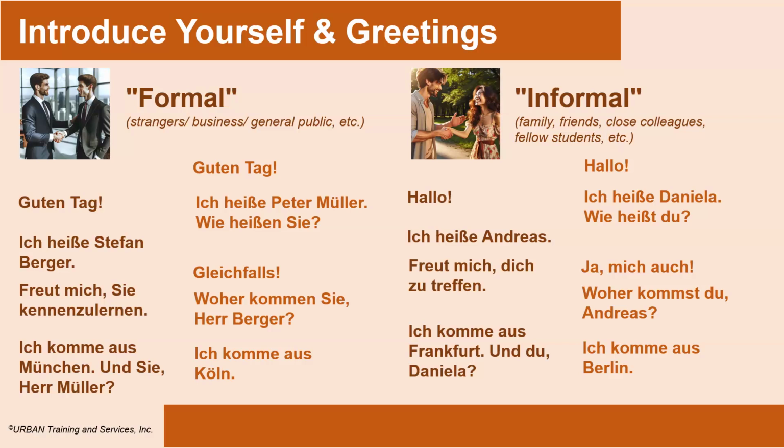Sometimes people might just say, "Ich heiße Müller." They might just give you their last name. Oder "Ich bin Herr Müller." I am Mr. Müller. Whereas in the informal dialogue, people give their first names. That's a huge difference to English, where we also give our first names in a formal dialogue.